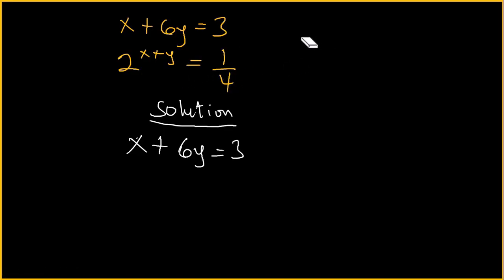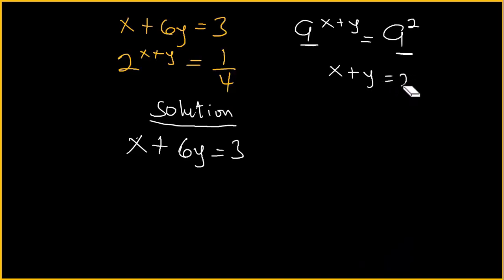And from the exponential equation, anytime you come across this, 2 raised to the power x plus y equals, let's say, 2. If the bases are the same, the powers or indices are equated. So now we'll be getting x plus y equals 2. So we are going to resolve this exponential into its linear form.